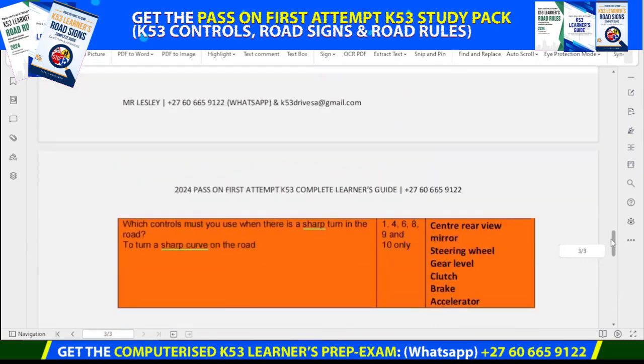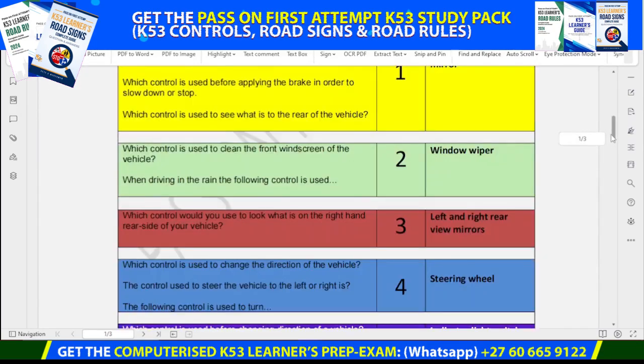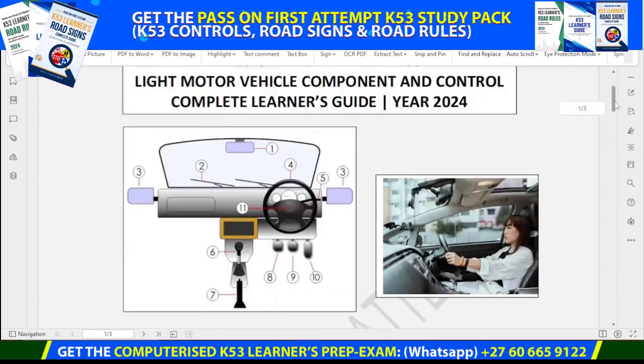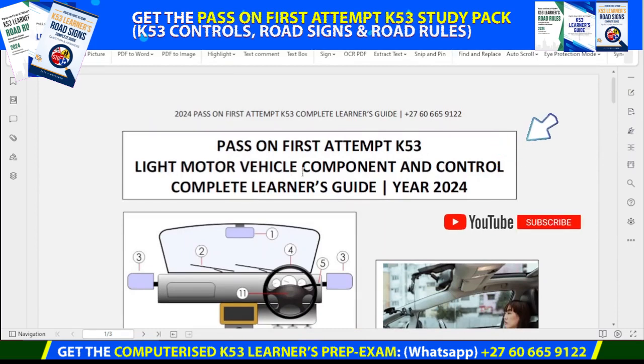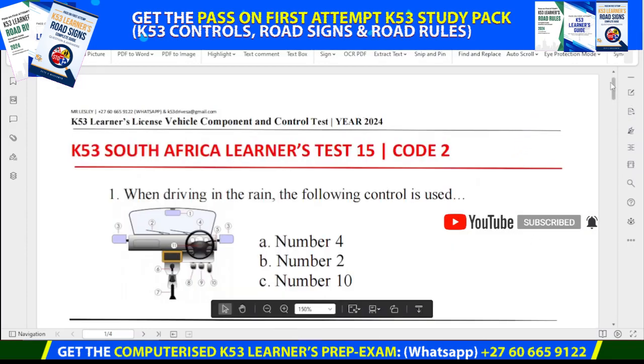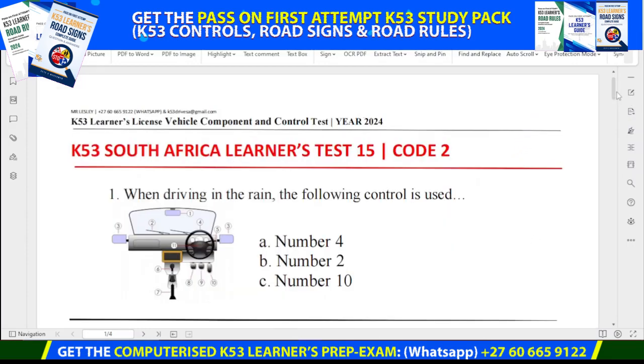So guys, this is what we call the Pass on Your First Attempt K53 light motor vehicle command and control complete learner's guide. Here are some questions. Obviously I'm not going to get into them in this video, so just watch out for the next video. That's when I'll be able to get into these questions.